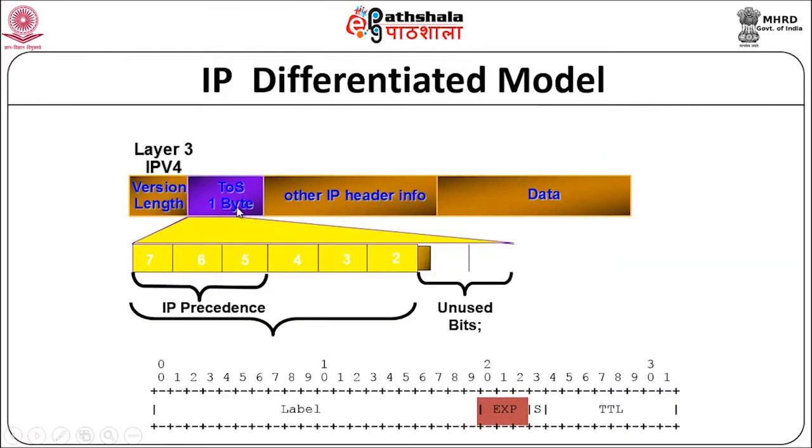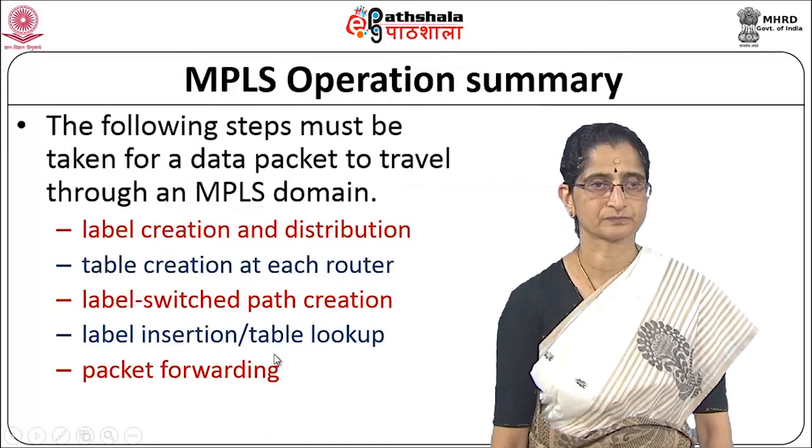Another option, for instance, is that you could use the type of service field that we have in IP. That can be used to set the label appropriately. So, your IP precedence bits, whatever bits you have in the TOS field, can be used to set the label and therefore, you can provide the required quality of service.